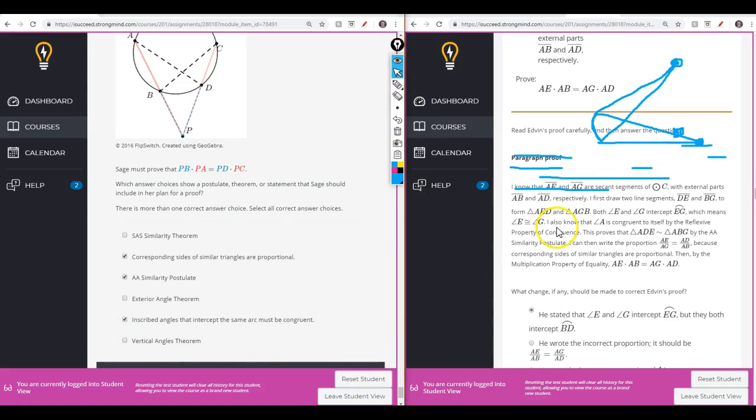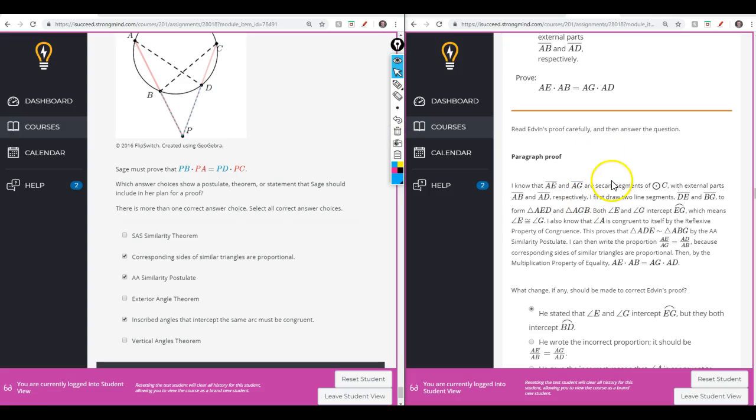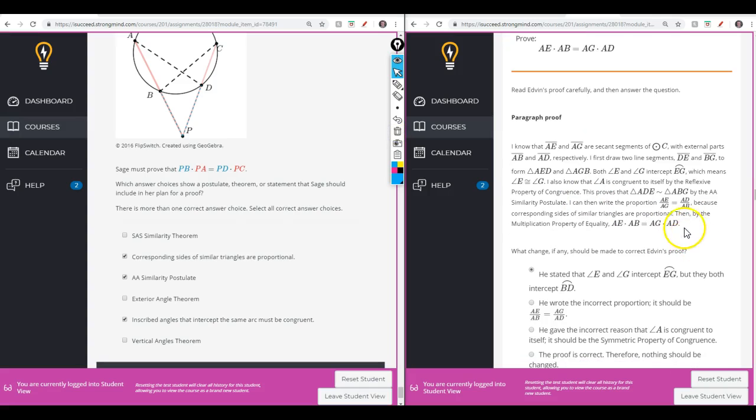So that is also one of them. And again, that tip was just kind of brought up by one of the changes that was suggested to make this correct. So that's how I would use this paragraph proof to answer this question.